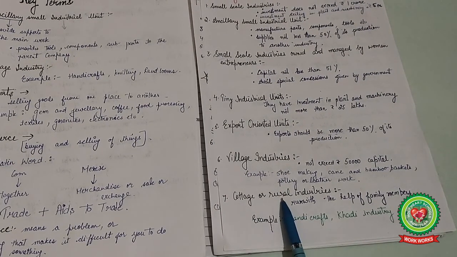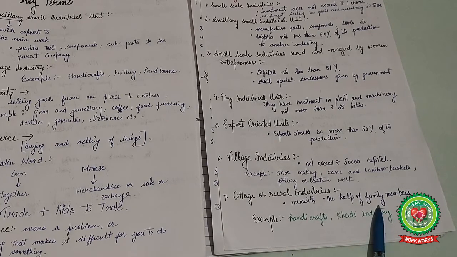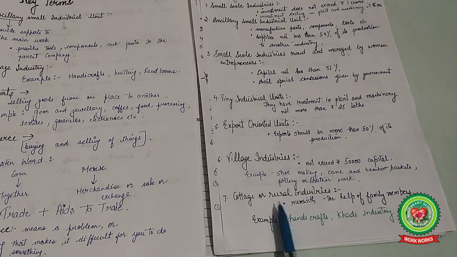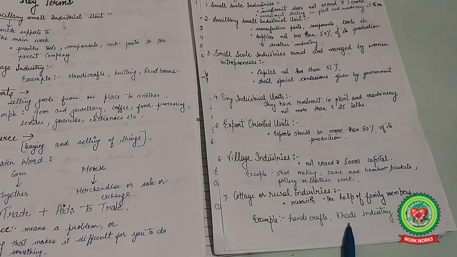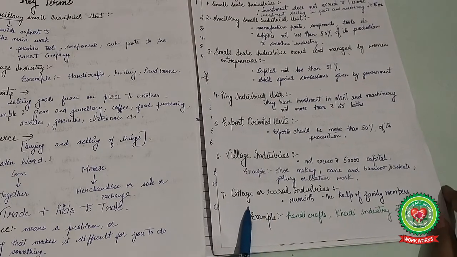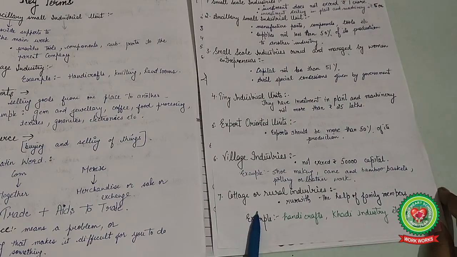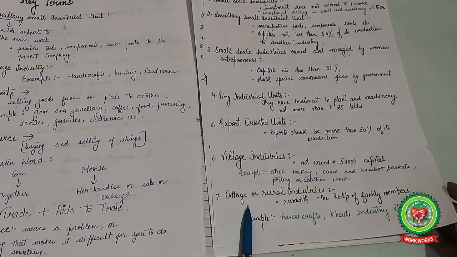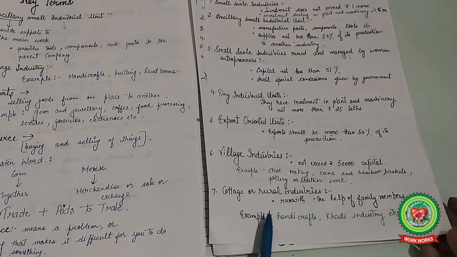Next one is the cottage or rural industries. Those industries that run with the help of family members and need very little capital are known as cottage industries. Like handicrafts and khadi industries, we can include them in this. Also knitting, handlooms, and pottery business are all included in the cottage industries. Less machinery work is needed, and the work should be home based, not factory based. Then it is known as the cottage or rural industries.